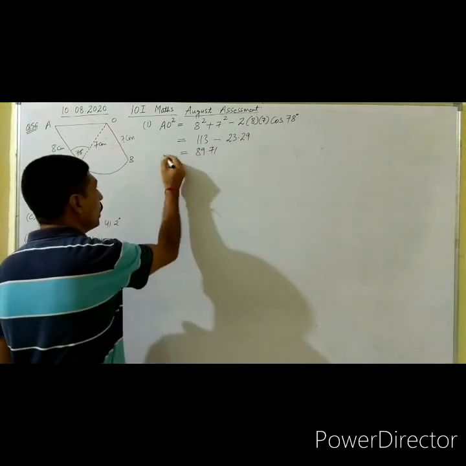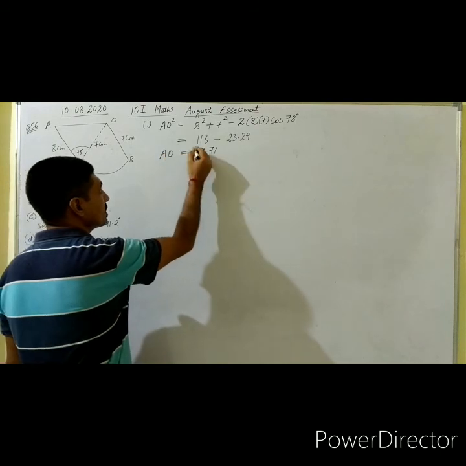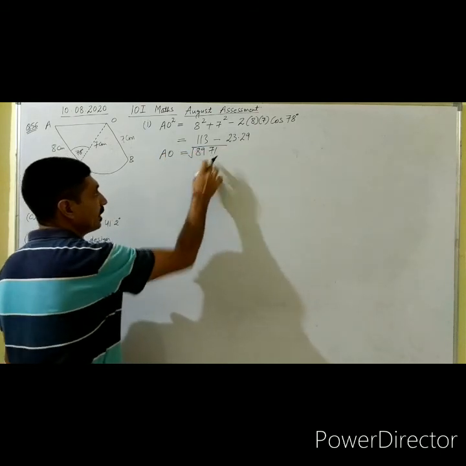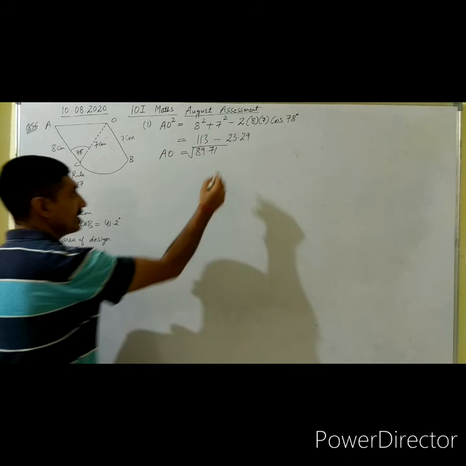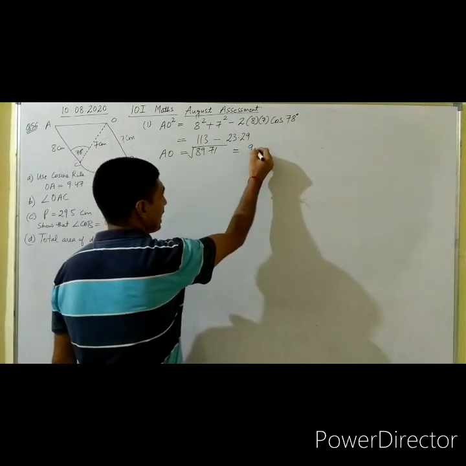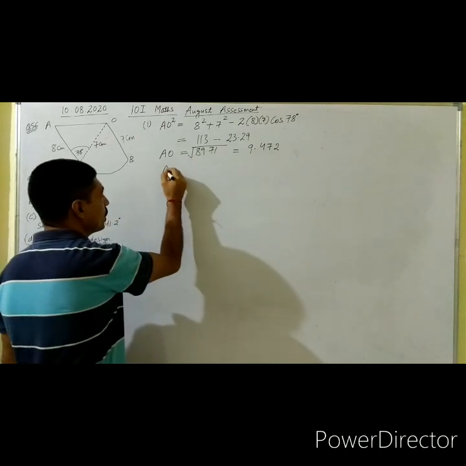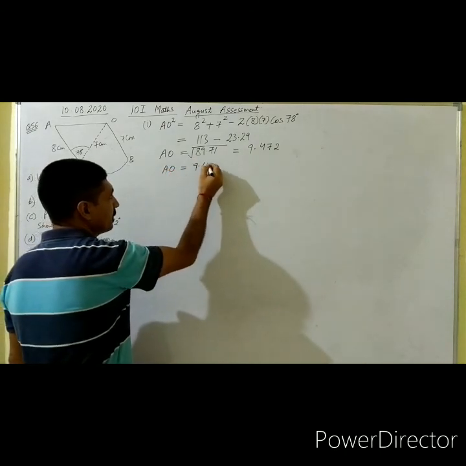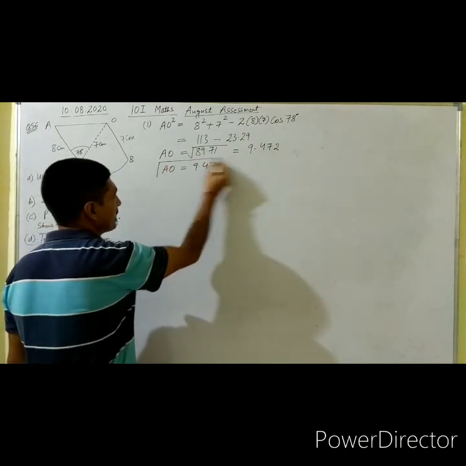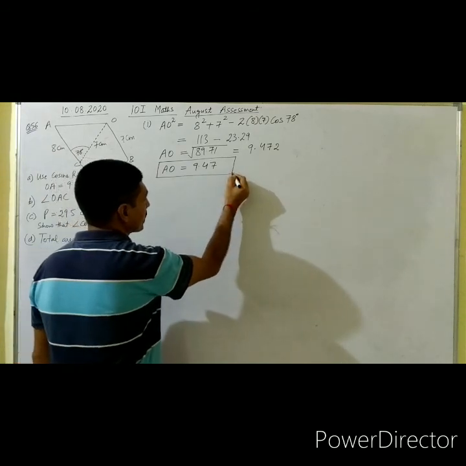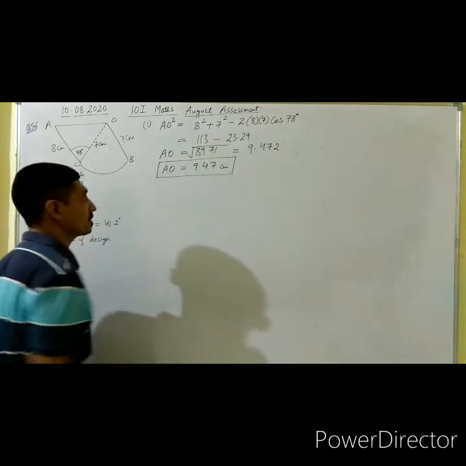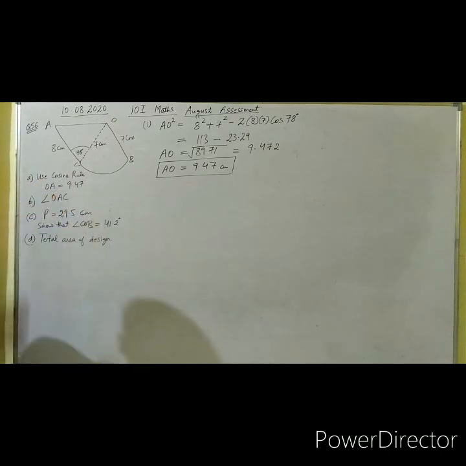So what is AO? AO is equal to the square root of 89.71, and this value we will find, that is 9.472 or 9.47 centimeter, right? This is the first part. With the help of the cosine rule we have proved that. Now second, we have to find what is the angle OAC.